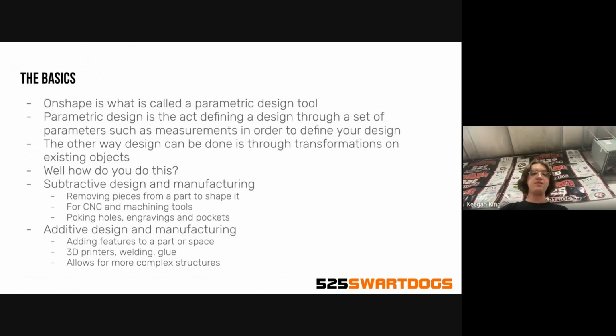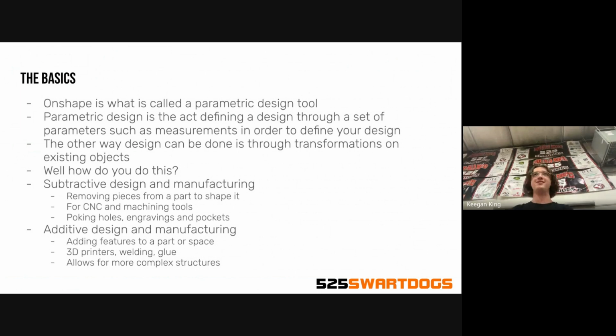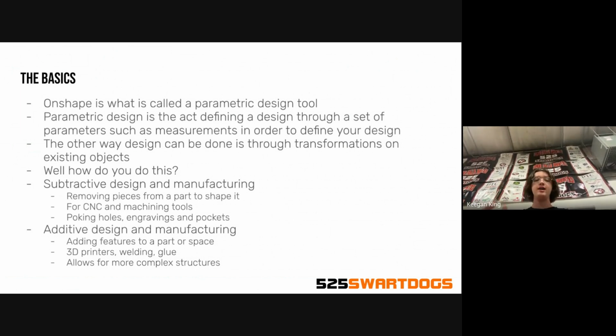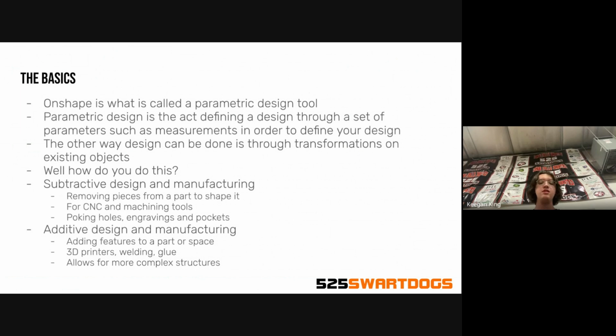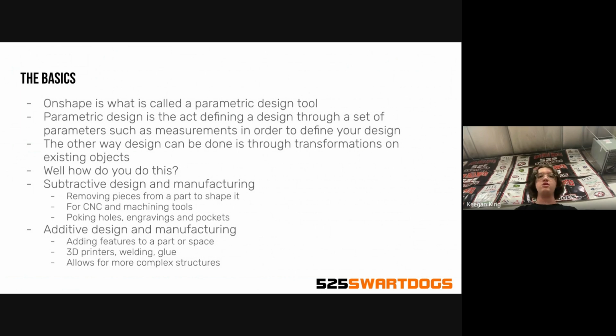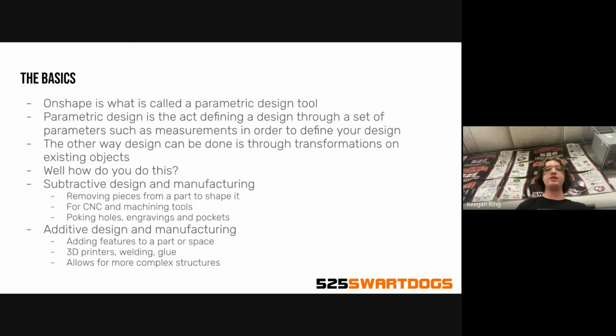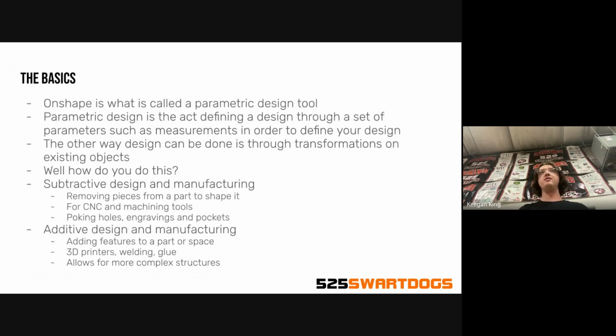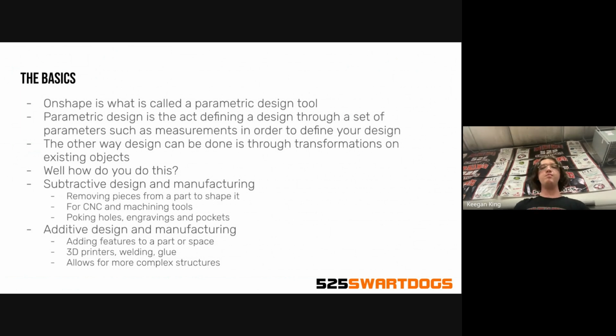And so how do you do this? If we're planning to cut out a plate on the CNC, we can start with a square in our sketch and subtract material from that within the tool. Or if we're 3D printing, what we can do is add. We kind of model how we're going to make the part.